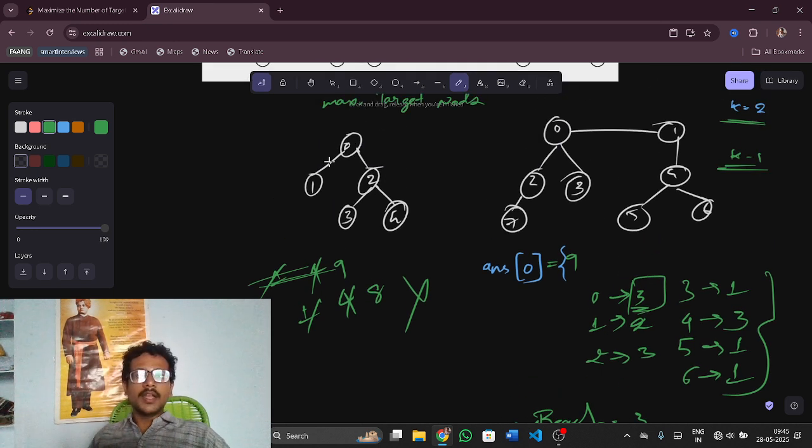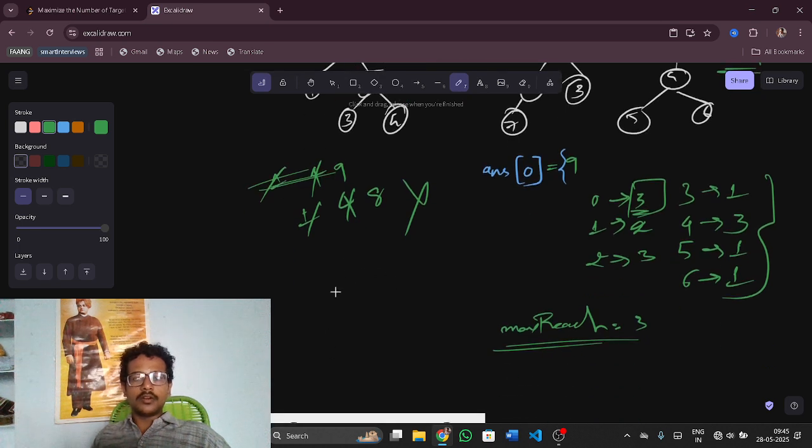Now let us look here. This also needs to be checked, right? k is equal to 2. That means I have 4 nodes which are at a distance less than or equal to k, which is 2, right? So there are totally 4 nodes. For node 0, I have 4 nodes. This is the most important thing for tree 1, right?